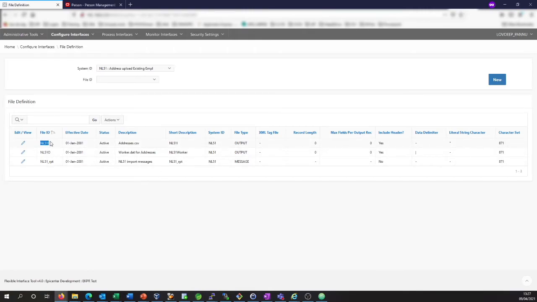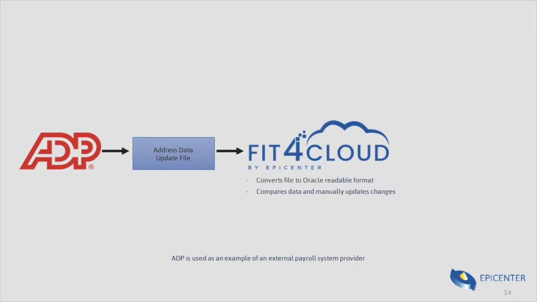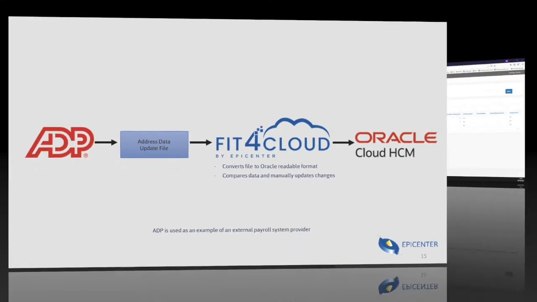We're also able to clone this interface, make any adjustments, or create a new one from scratch. But for simplicity's sake, we'll use an existing one. We're going to read in the file provided, convert it to the HDL format that Oracle expects, and then load the data back up to Oracle HCM Cloud to make the update.